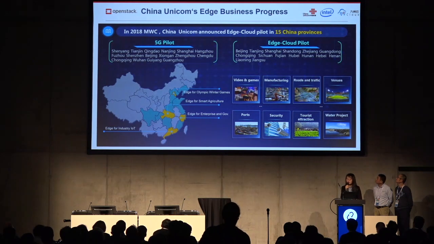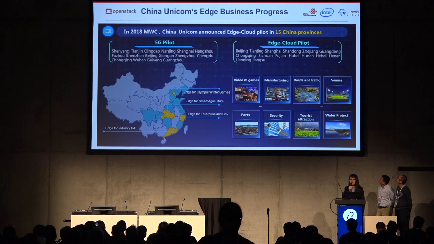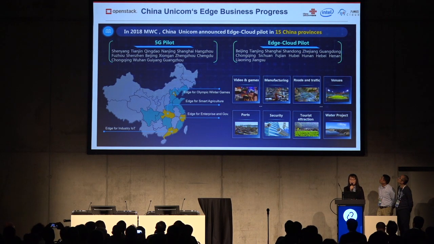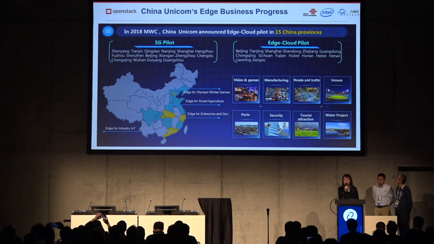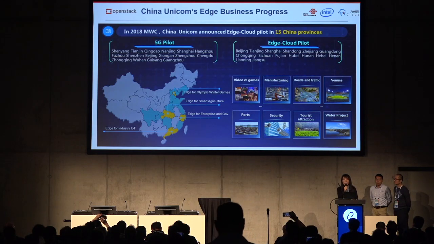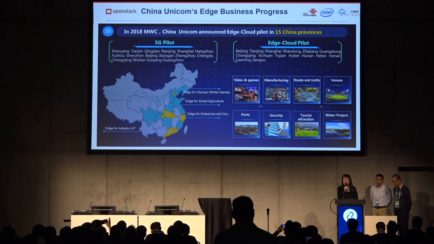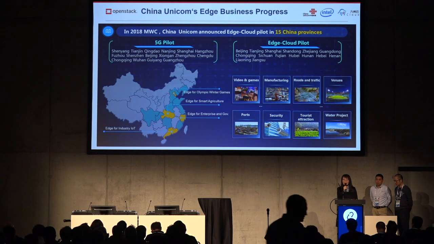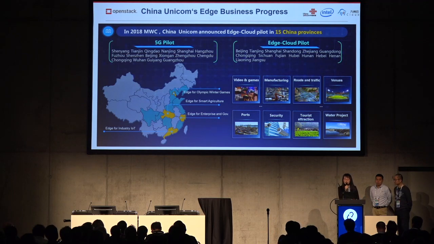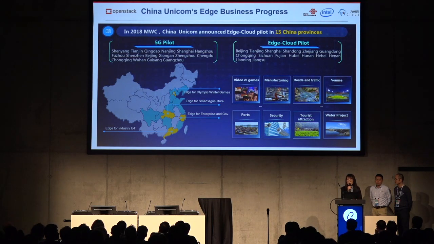So this slide shows the edge business progress of China Unicom. In 2018 MWC exhibition in Barcelona, China Unicom announced the large-scale iCloud pilots in 15 China provinces, including Beijing, Shanghai, Guangdong, and Shenzhen. The pilot scenarios include but are not limited to video and games, industrial manufacturing, traffic and V2X venues, intelligent security, tourist attractions, world projects, and so on.